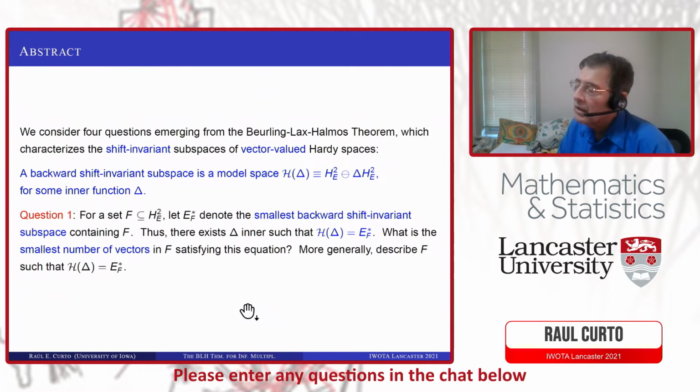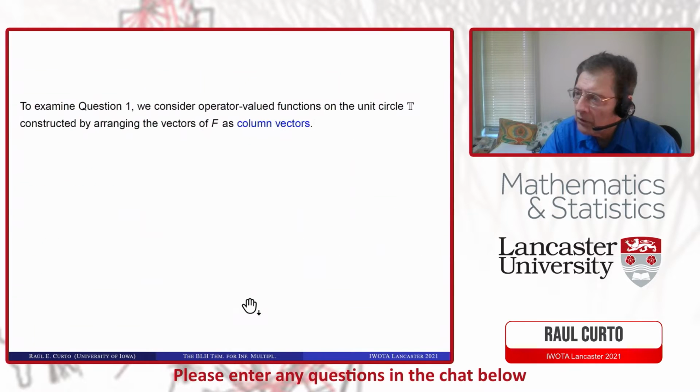So question one, we are interested in finding a sort of a minimality question. If I take a set of vectors F in H2E, this is the vector valued Hardy space, and if I denote E_F star as the smallest backward shift invariant subspace containing F, then we know that there exists a delta realizing that as a model space. But what is the smallest number of vectors F satisfying this equation? Or can we actually describe F in terms of the equation?